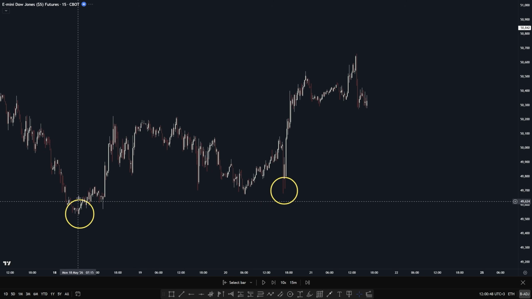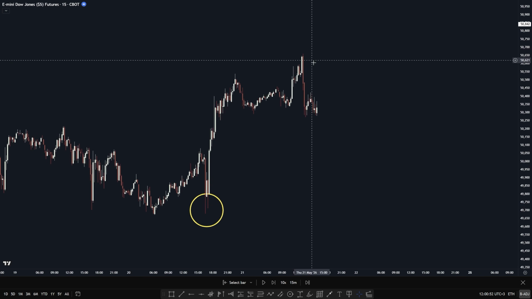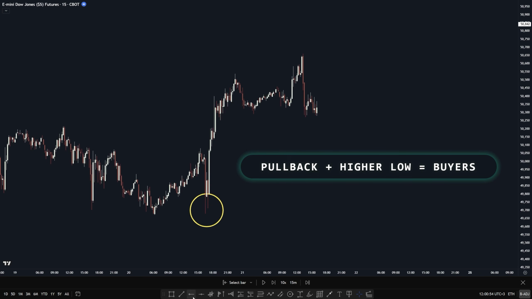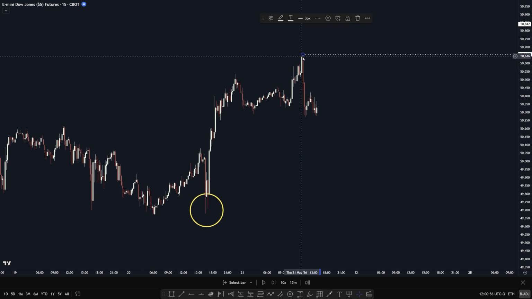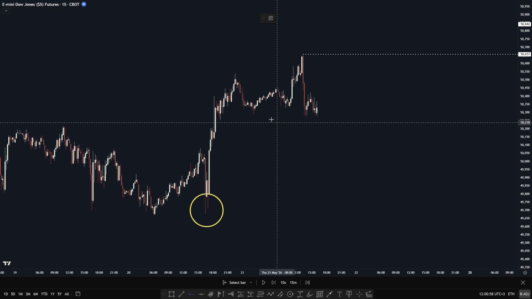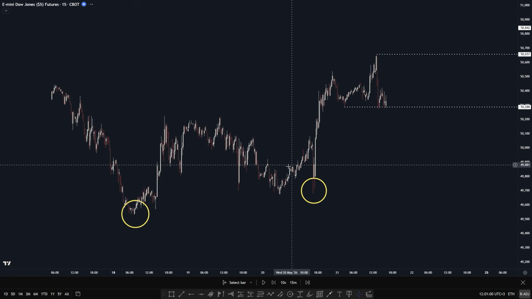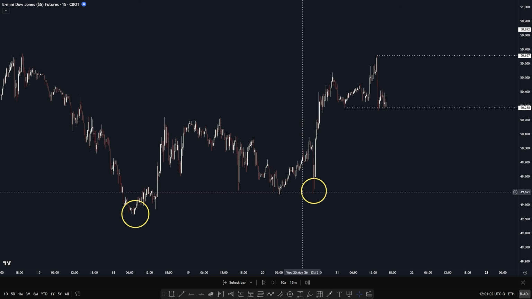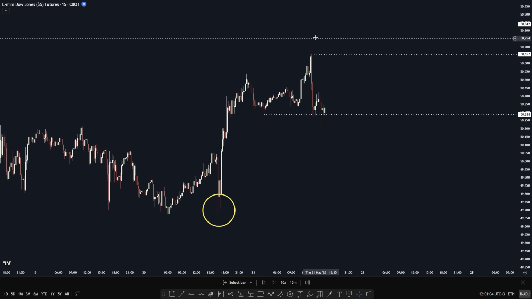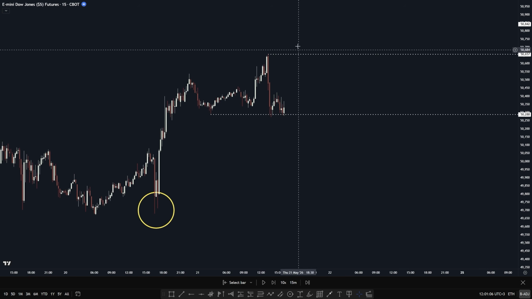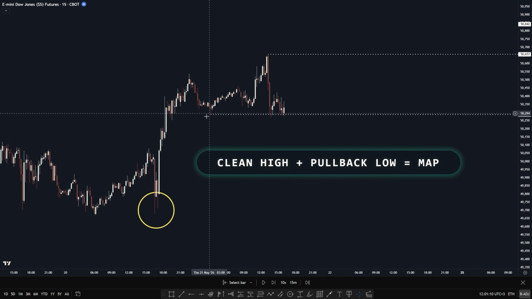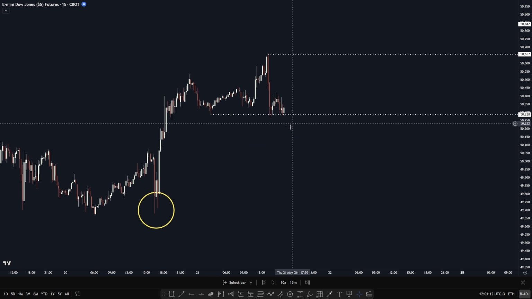Now open this chart with me. Price is pushing higher, then pulls back and holds above the last major low. I don't need to name every candle. I can see buyers still defending the structure because the higher low is holding. Above price, there is a clean high that every breakout trader can see. Below price, there is a pullback low where weak longs probably have stops.